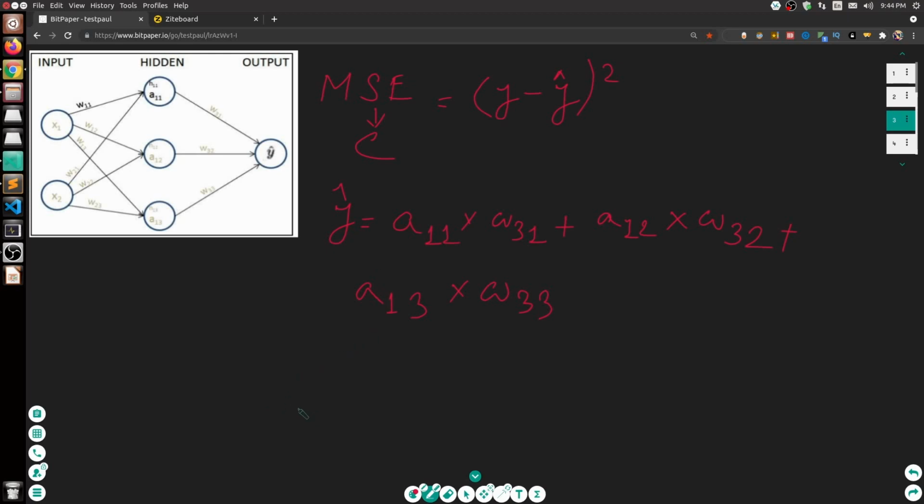Okay, and now for the hidden layer, how the values A11, A12, and A13 are determined: for this example, we will consider the sigmoid activation function. So A11 will be determined with the definition of the activation function, which is 1 by 1 plus e to the power minus h11.